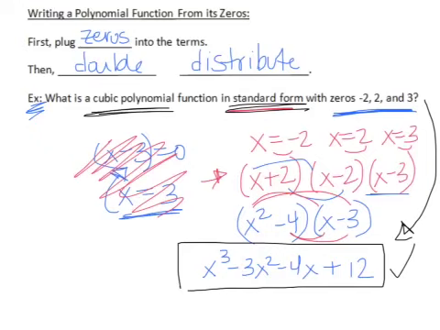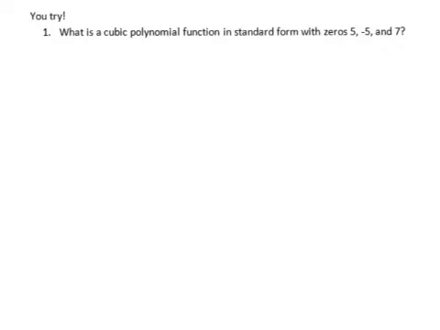All right, so I want you to do the same thing for your last question. Here it is. You try. What is a cubic polynomial function in standard form with zeros 5, negative 5, and 7?